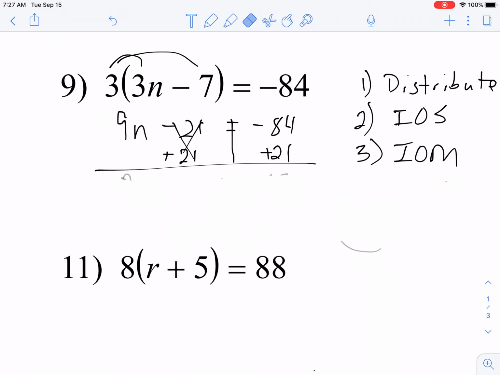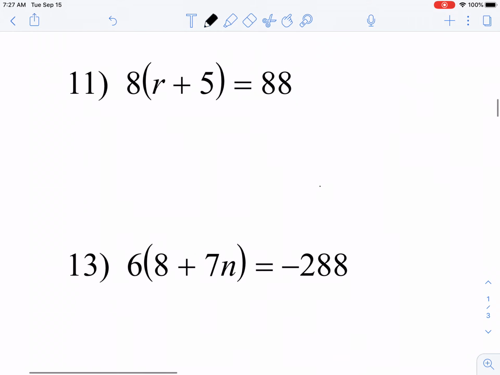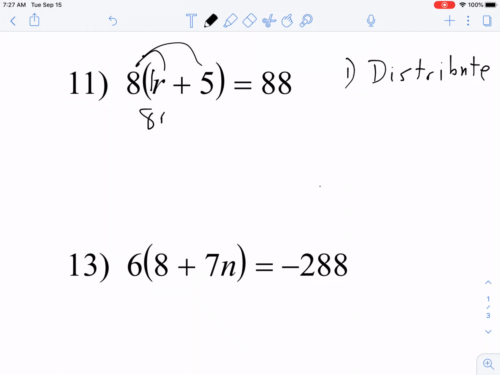And then our last and final problem that we're going to look at is this problem here. You're going to do 8 times r, 8 times 5, and that's called distributive property. So 8 times r I can't do, but there's actually a 1 there. Whenever it's just a letter, there's always a 1 in front of it. So 8 times 1 is 8, and then r comes with it. 8 times 5 is 40, still equal to 88. Let's make our r look a little better here.